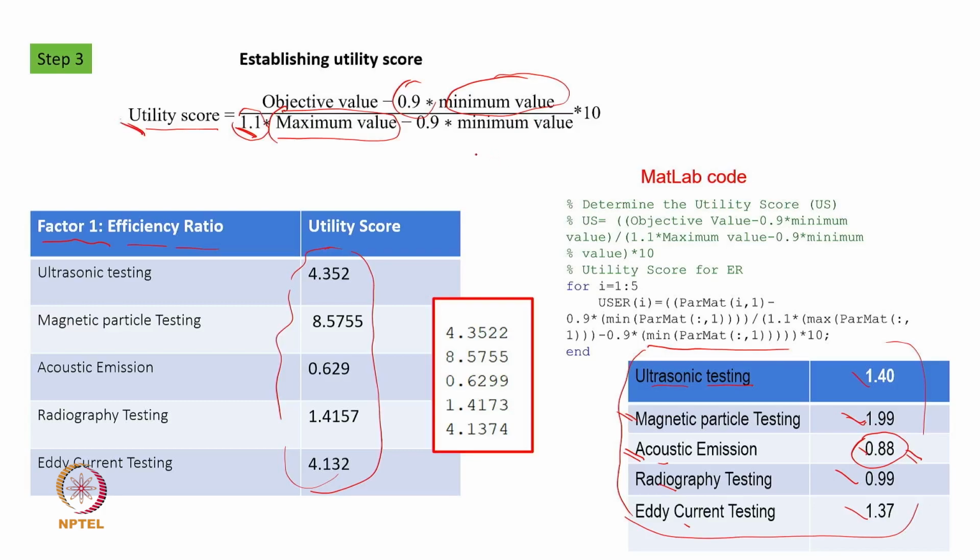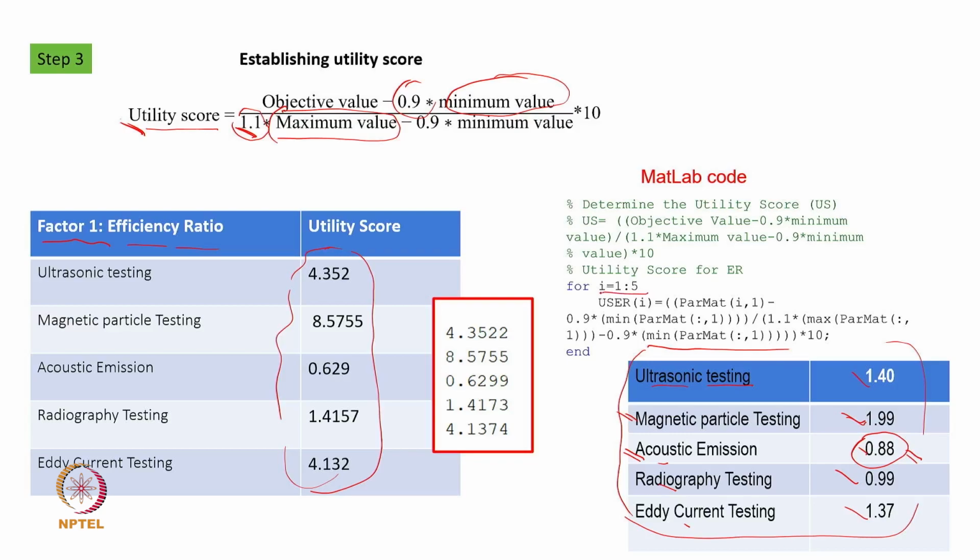Again, this is for the utility score which needs to be maximized. However, if it turns out to be a minimization, then whatever the calculated score is, I will subtract it from 10. So 10 minus this score will give the minimum value. This is the approach we are going to adopt in this case.